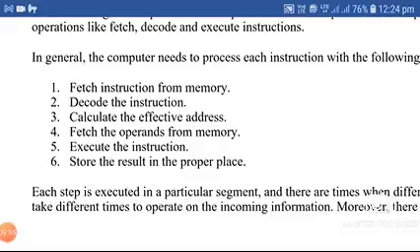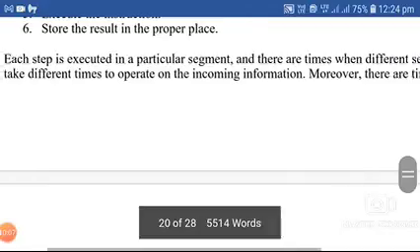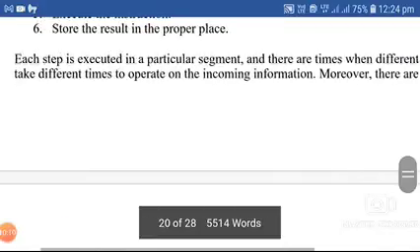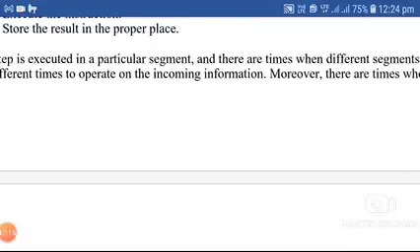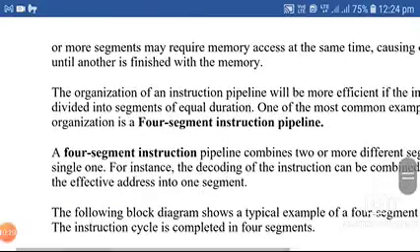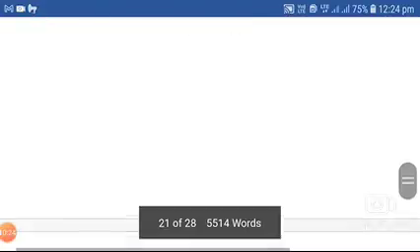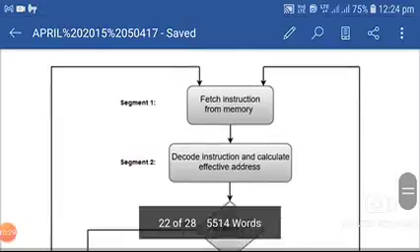Number 3, calculate the effective address. Number 4, fetch the operand from memory. Number 5, execute the instruction. And number 6, store the result in the proper place. Each step is executed in a particular segment, and there are times when different segments may take different times to operate on the incoming information. Moreover, there are times when 2 or more segments may require memory access. So this is the diagram showing the concept.